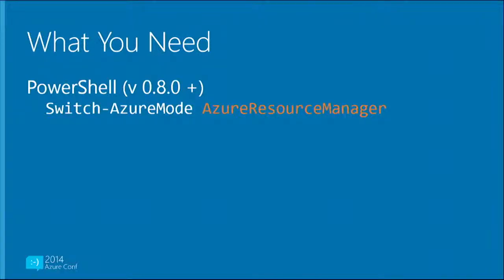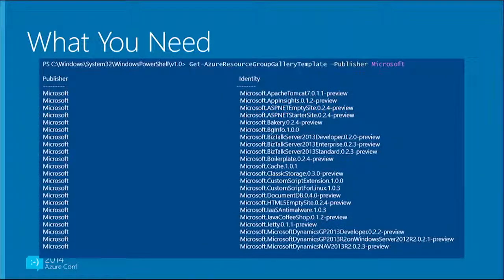So I certainly mix those up just by executing that one line. Once I do that, I have options to view the different information about the templates that are available in Resource Manager. So I could say Get-AzureResourceGroupGalleryTemplate, and it would list out all the different templates that are available.